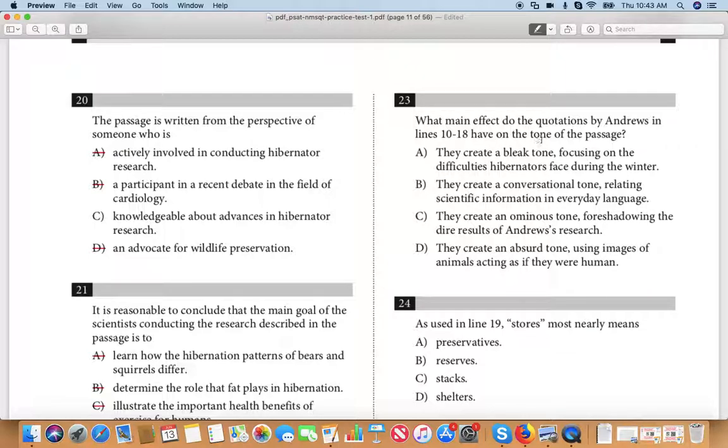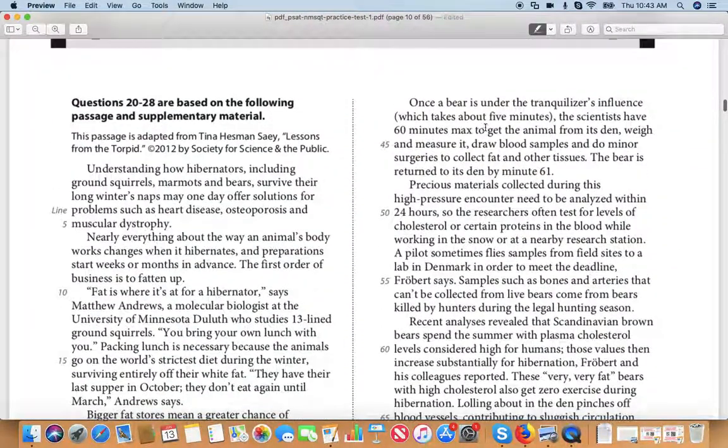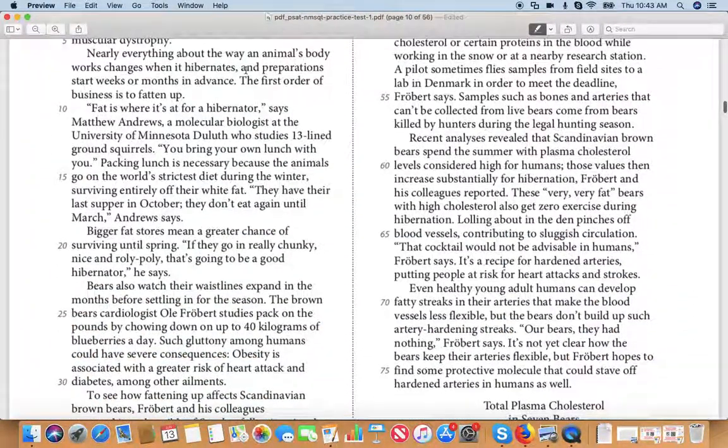So the quotations by Andrews in lines 10 through 18 have what effect on the tone of the passage is the question. So let's read those lines, 10 through 18. Let's see how those quotations affect how the passage sounds. Can you read this for me, Irene, please?